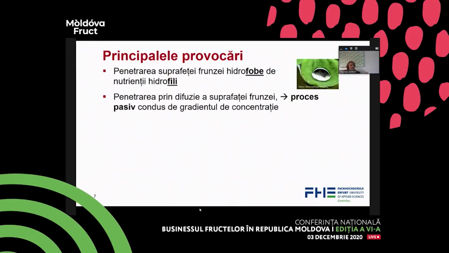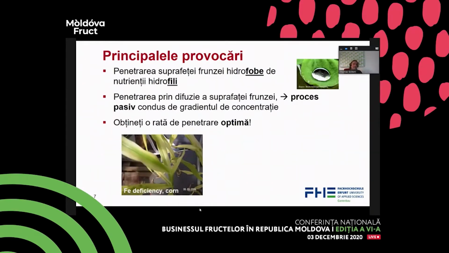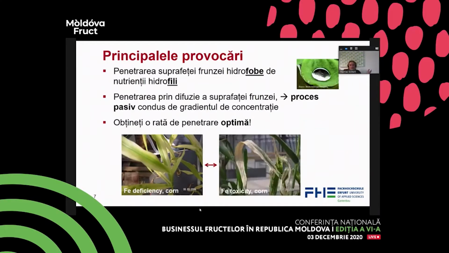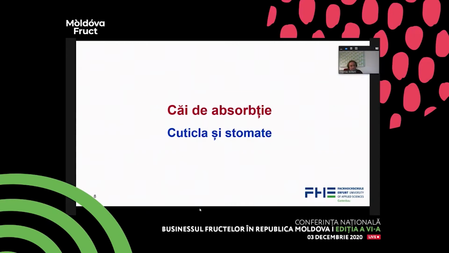And now the art of foliar fertilization is to achieve the optimum uptake rate. Optimum means enough to supply the nutrients to the leaves. So, example from my research, iron deficient corn in that case, it's not an orchard, it's corn. I applied iron chelates foliarly, and what I ended up with was iron toxicity. So there are many ways to do it wrong, and therefore it is important to know how it works.